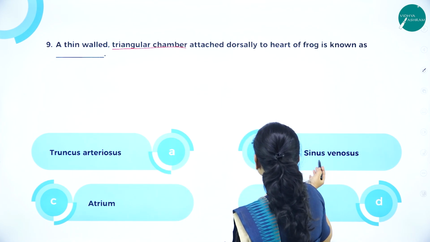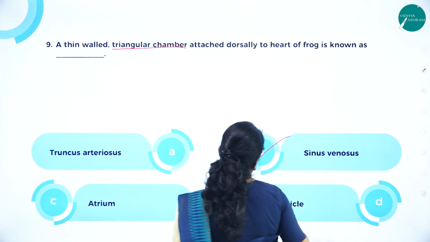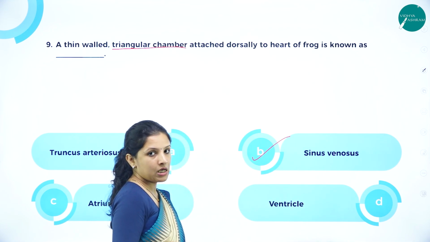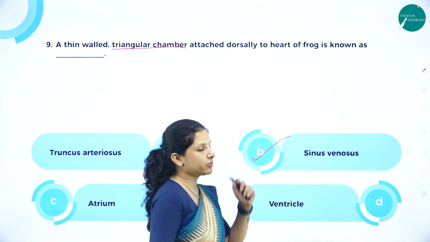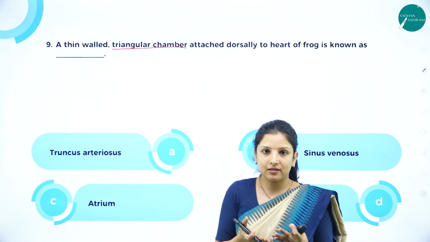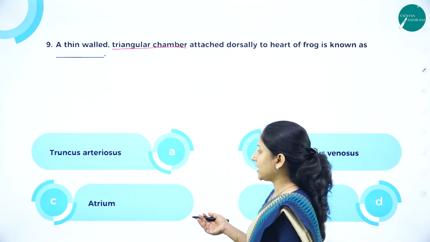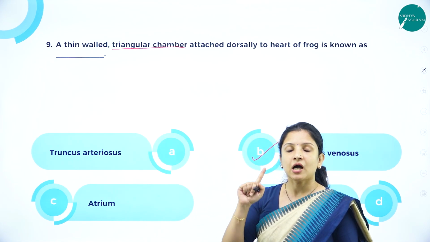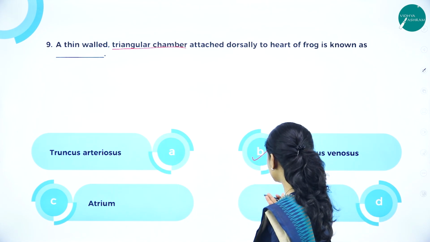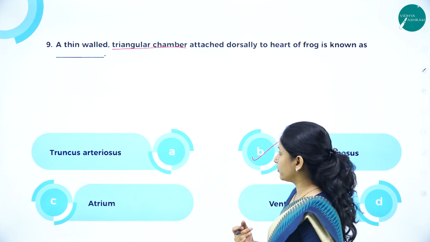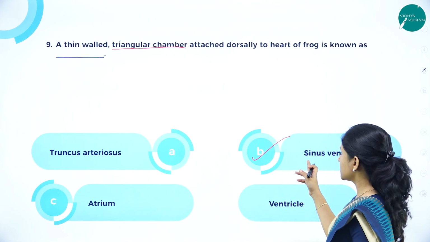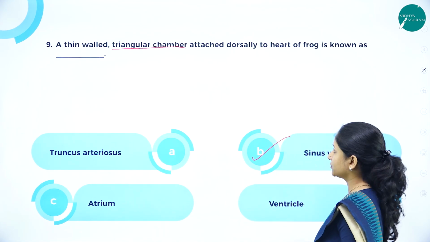Option A, sinus venosus. Yes, this is a triangular structure there in the heart. It is a triangular chamber which actually receives blood from the major vein, that is the vena cava. It's not atrium because the atria are the upper two chambers of the heart. It's not ventricle because it is the lower chamber of the heart. So the answer here is option B, sinus venosus.